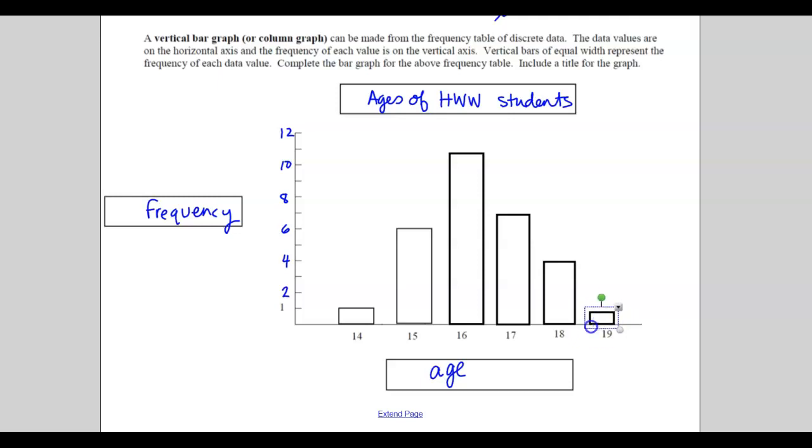Okay, so mine aren't perfect because it's not reading what I'm doing, but try your best to make them equal width. And you can use a straight edge to check across, make sure they go to the correct height and are pretty close.